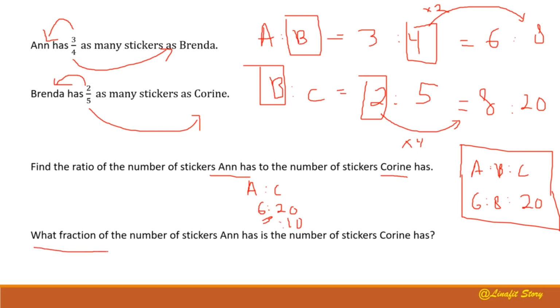And then next, what fraction of the number of stickers N has is the number of stickers Corinne has? So be careful here, what fraction of. Yeah. So N would be the denominator and the numerator is Corinne. So Corinne out of N. So equals to 10 out of 3. So Corinne's stickers is 10 out of 3 of N's stickers.